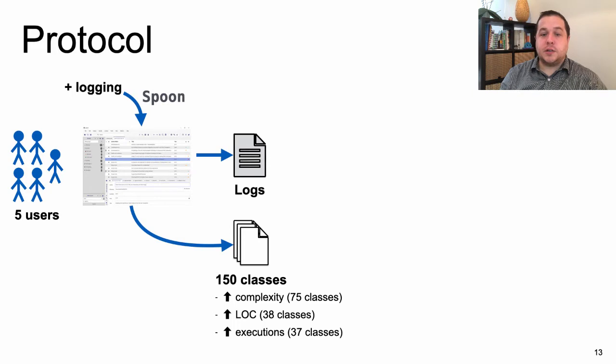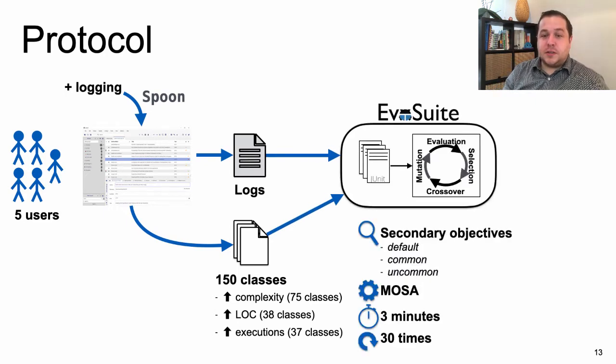We took 38 additional classes with the largest number of lines of code, and 37 additional classes with the highest number of executions based on the log that we collected. So we implemented our two new secondary objectives in EvoSuite, and we gave the logs and the class under test as input. For each one of the classes, we used the default, common and uncommon secondary objectives with the MOSA algorithm for a time budget of 3 minutes, and we repeated each execution for each class under test 30 times for statistical significance.